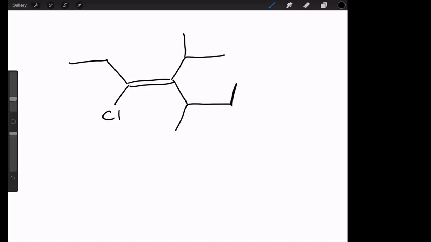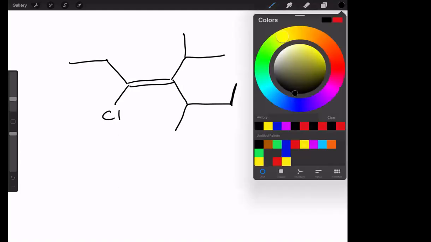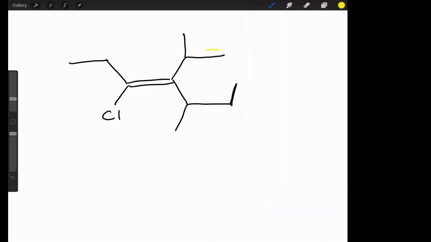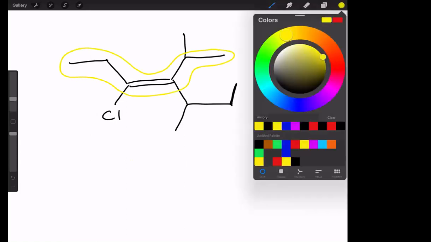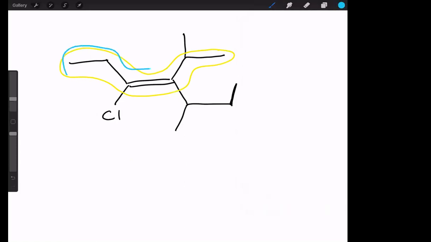Let's number the longest chain. So the longest chain has to include the double bond. One option would be to go that way. How many carbons does that have? 1, 2, 3, 4, 5, 6. Another option would be to go this way. How many carbons does that have? 1, 2, 3, 4, 5, 6, 7. So which one is correct? Is it yellow or blue? Well, it's going to be blue because blue has 7 carbons and yellow had 6.